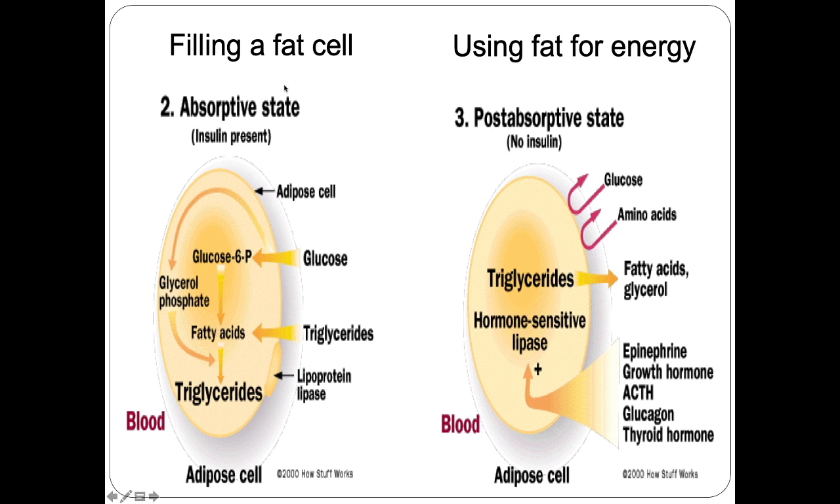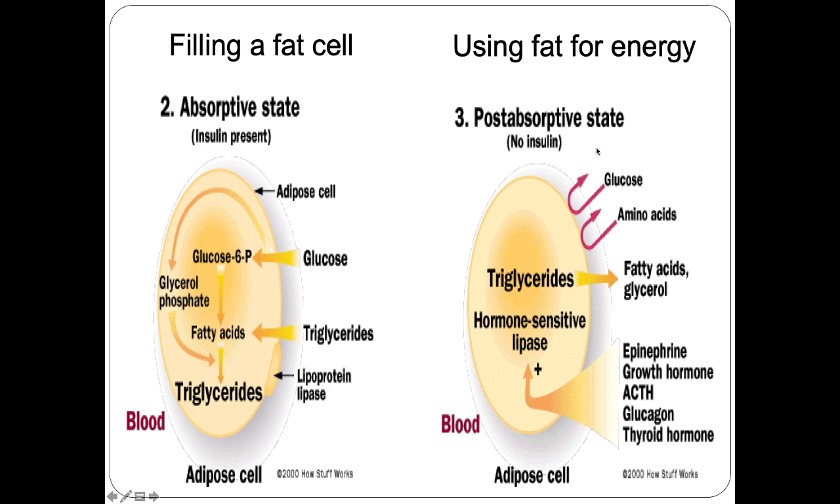So here's a diagram of that process. So you fill a fat cell, glucose can go in, which gets converted into either a fatty acid or the glycerol backbone. Triglycerides go in to provide fatty acids. They all get combined together into triglyceride molecules. This occurs also through the action of lipoprotein lipase.